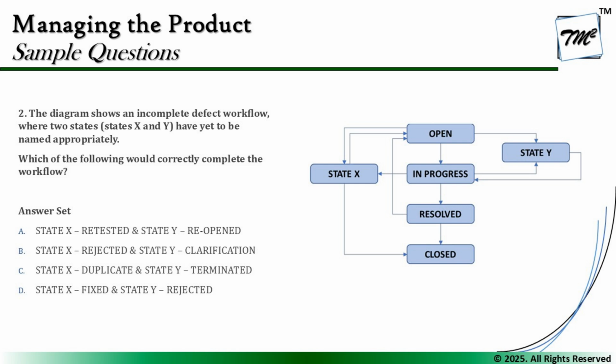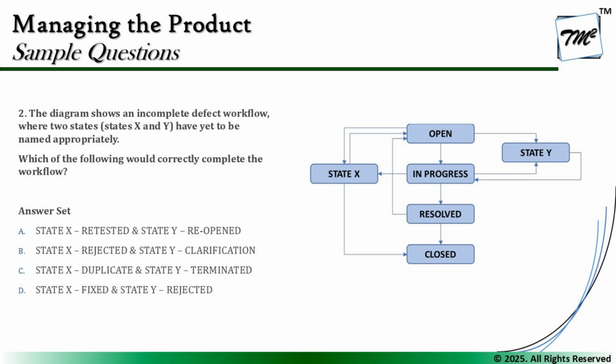So option A says X is retested and Y is reopened. Of course, remember one thing: retesting happens only after the development team says we have resolved it. So X is not the place where you can put retested, and Y is reopened. Reopen is also something which happens when the development team says we have resolved it, you can go ahead and retest it, and if retesting fails, then we go to reopen. So there is no place where these two options would fit into X and Y.